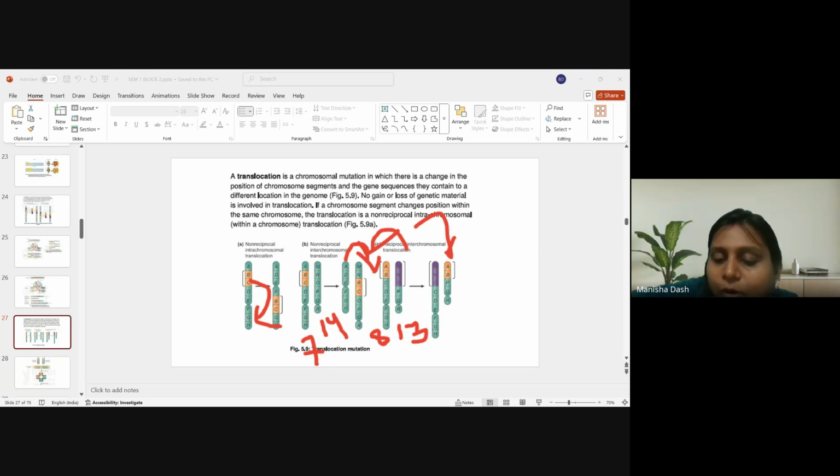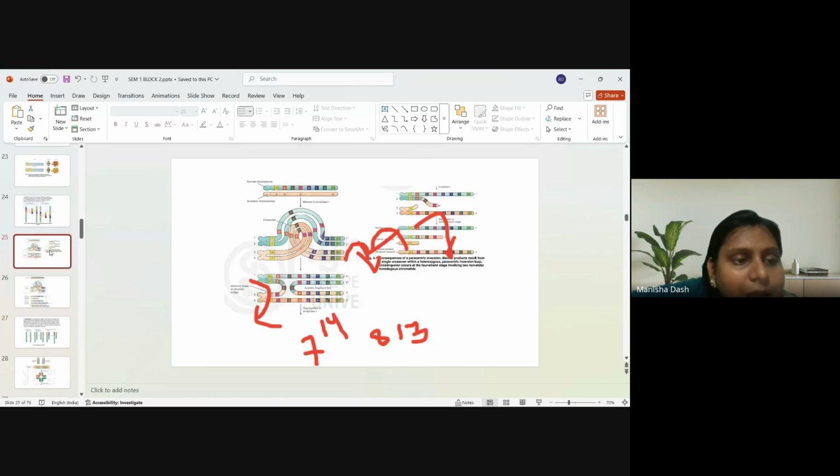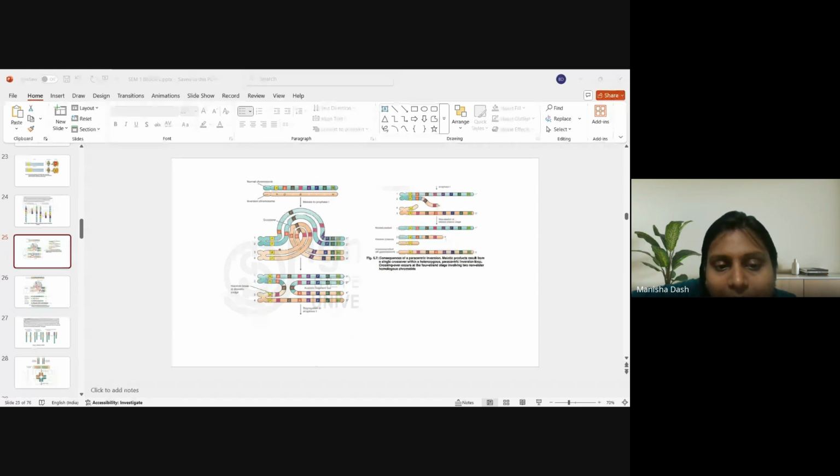So broadly, four different classes of chromosomal mutations are there. Deletion, a part is deleted. Duplication, a part has been duplicated. Then inversion, a part has been inverted. And then translocation, where a part has been transferred from one location to another location. So is there any question till now?